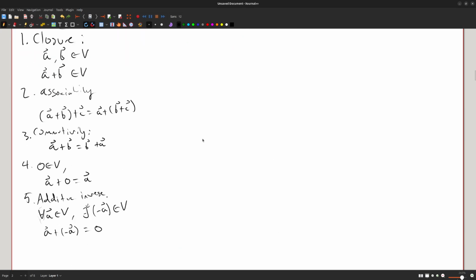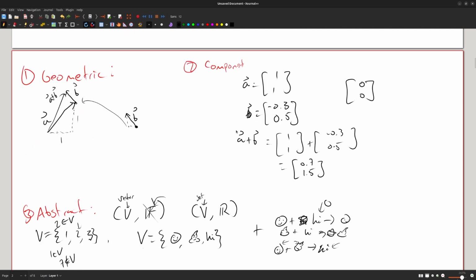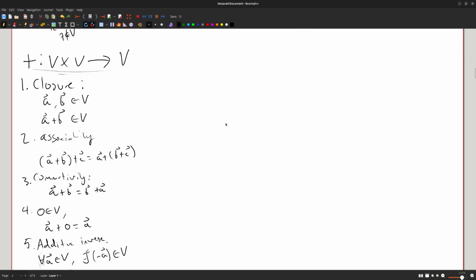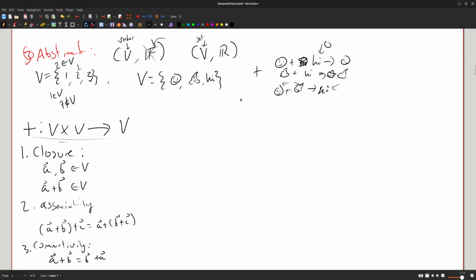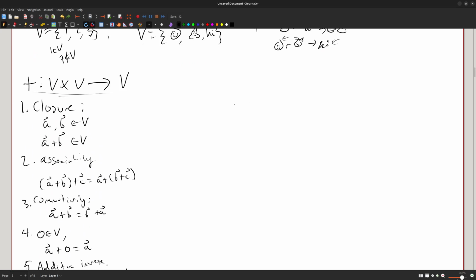The question is, you can also scale them, right? You can change the size of this, you can multiply this by say 2 and it gives you something. So we want to be able to scale them. And that's where this field comes in, or the real numbers. So the rules for scaling is this.